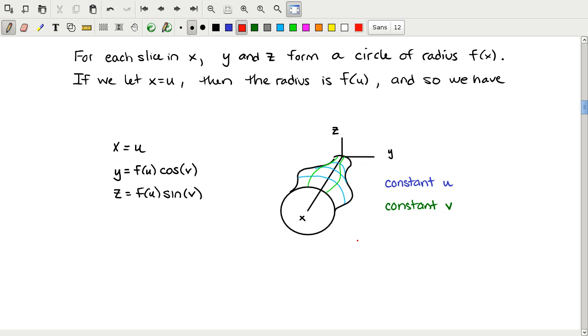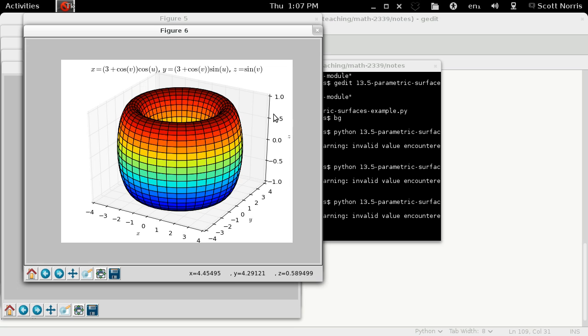Now I'll show you just some more complicated parametric surfaces, just kind of for show and tell, but to give you an idea of why these things are so powerful, the kinds of things that you can do.